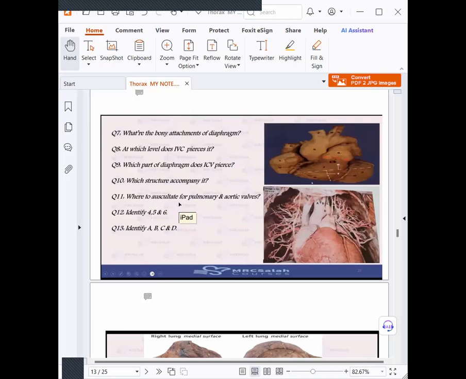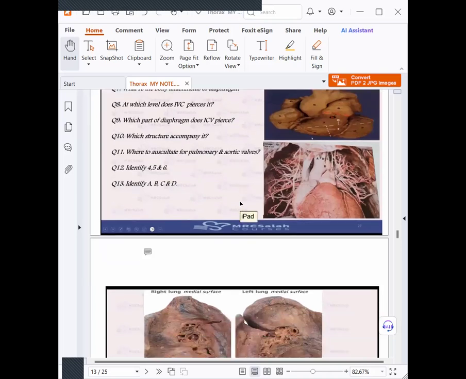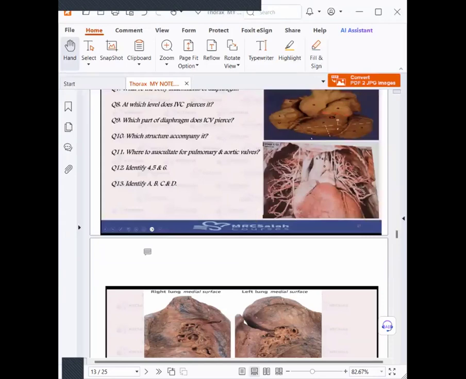Where to auscultate for pulmonary and aortic valve? Aortic valve is on the right second intercostal space along the parasternal edge, and for pulmonary valve, it's on the left second intercostal space on the parasternal edge.